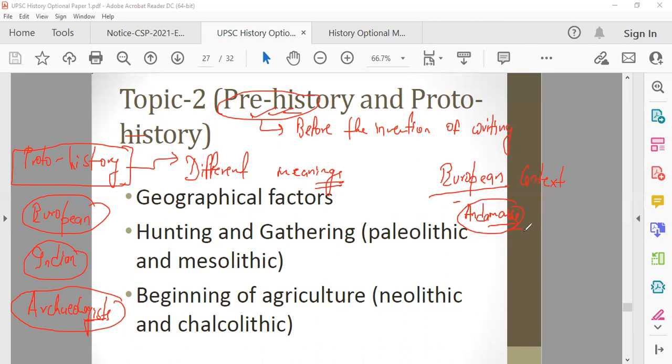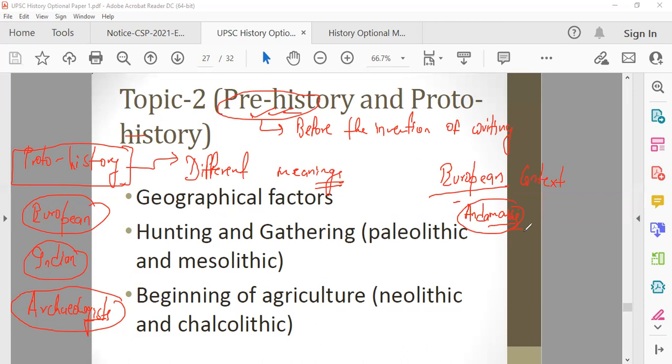So I will reiterate what I've said earlier. In the European context, the term proto-history is used to refer to people who did not themselves have writing, but are mentioned in the written records of contemporary literate groups. That is the European context. You can note it down if you're making your notes.